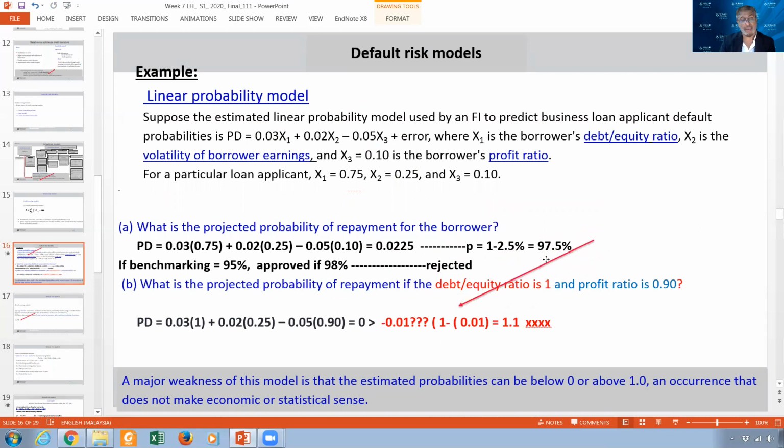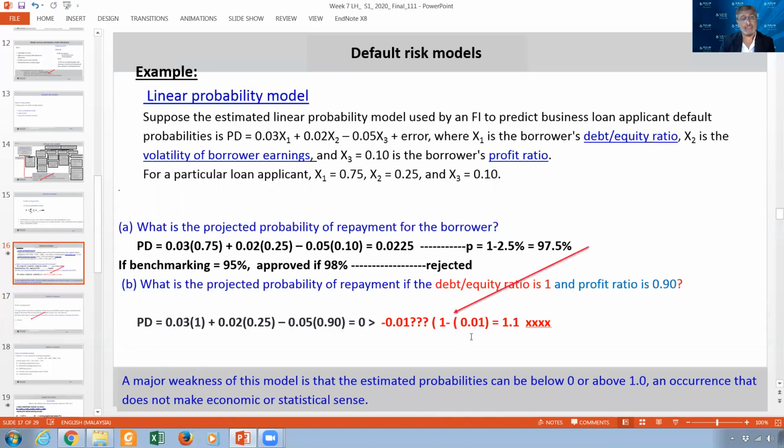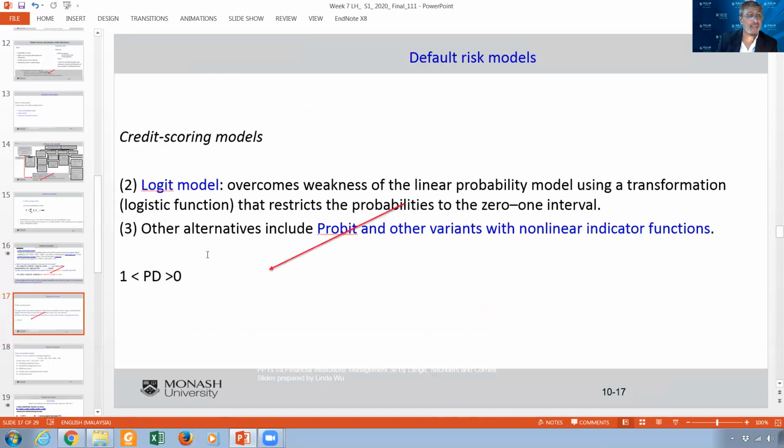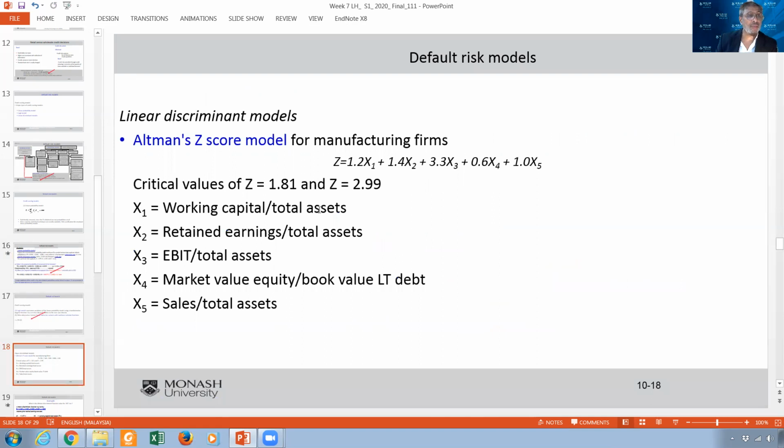If we develop this model, then the logit model will solve the problem of these meaningless results. Number 3, there is no calculation in this and I'm not giving you an example. I just want you to understand that the logit model solves the problem of the linear probability model. Okay, we go to the next model. This is very well known, which is Altman. Altman uses 5 factors.